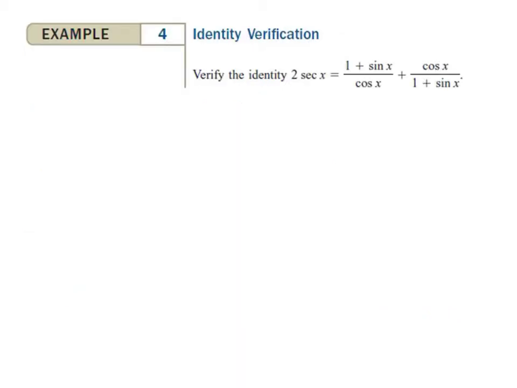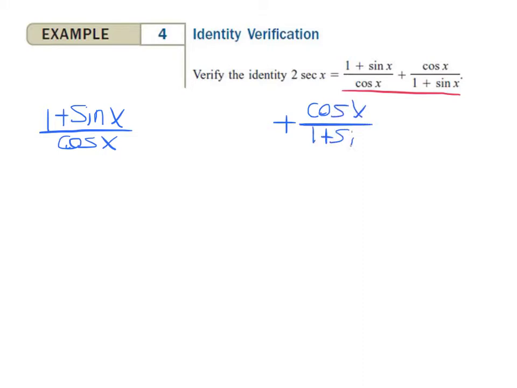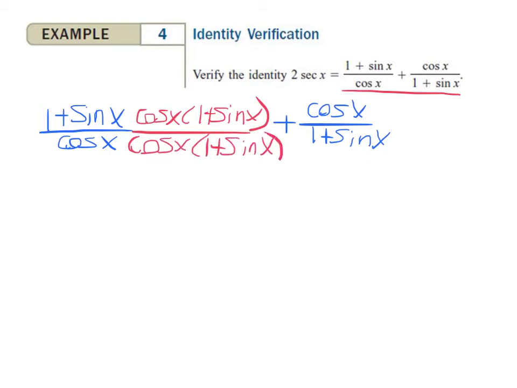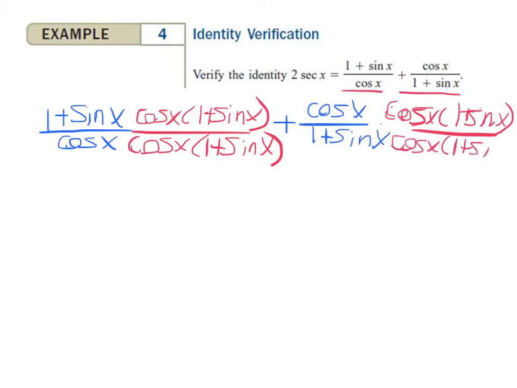Okay, so for example number 4, it looks like this is our more complicated side, and I think the best way to go here is to get a common denominator so we can combine that as 1. So now we've got 1 plus sine x all over the cosine of x, plus the cosine of x over 1 plus sine x. And if you look at our denominators, our common denominator is the cosine of x times 1 plus sine x, and whatever you do on the top, you have to do on the bottom as well. 1 plus sine x, and do it to the other side as well. So we've got the cosine of x times 1 plus sine x all over the cosine of x times 1 plus sine x.